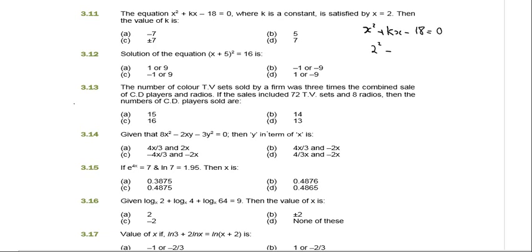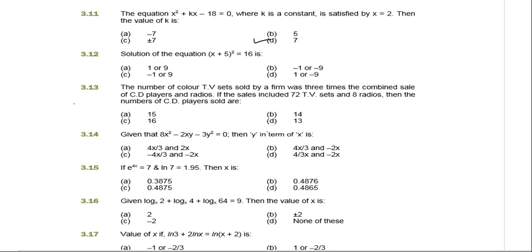If x equals 2, 2 square plus k into 2 minus 18 equals 0. 2 square is 4, plus 2k, 4 minus 18 is minus 14, equals 0, and k equals 7. This is my answer to 3.11. Now k equals 7, which is part D or option D. Option D is my answer.